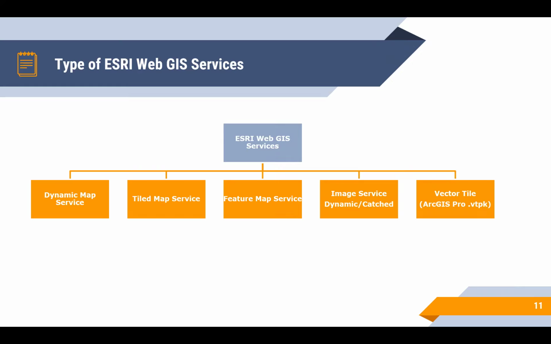Okay, if you want to publish the data where the user can edit, in which format do we have to publish? We have to publish in the feature map service. For the normal view purpose, we can publish as a dynamic map service. For the images, we can use the image service. And vector tile is the new format of map service introduced by ESRI.